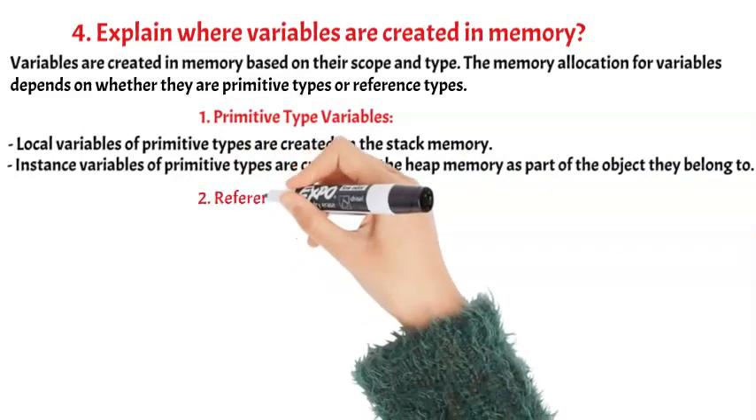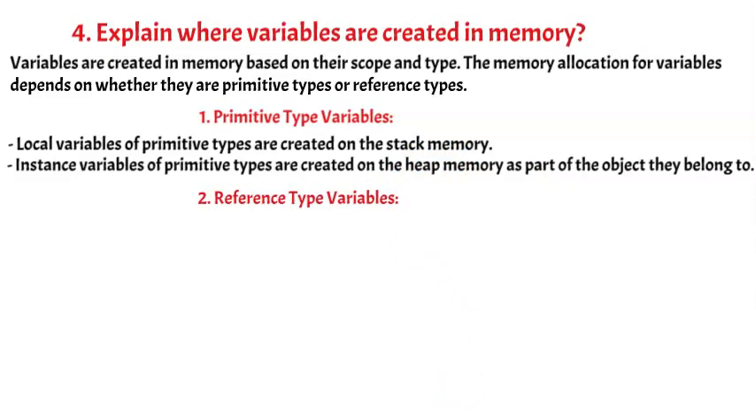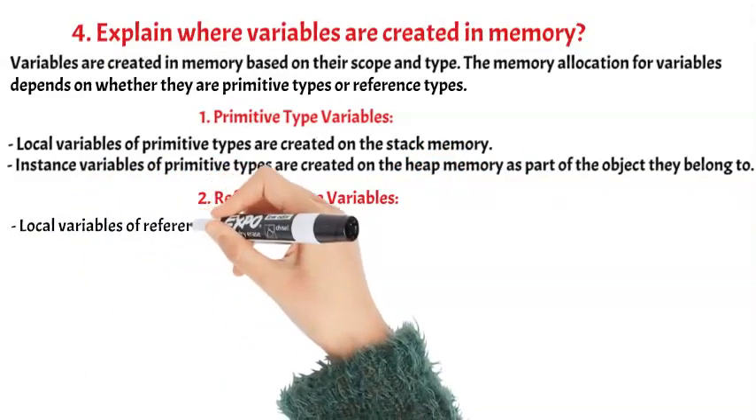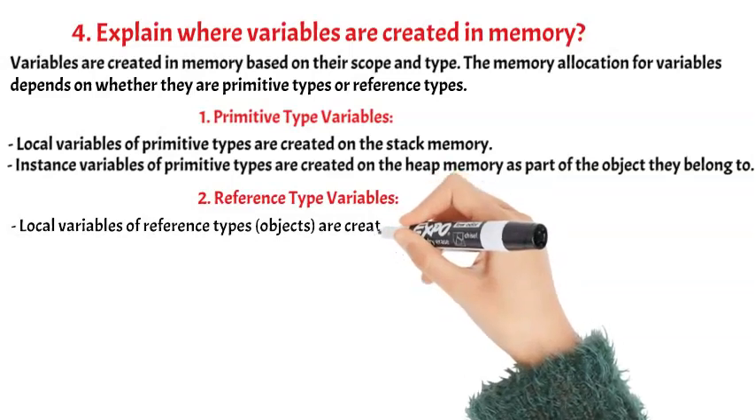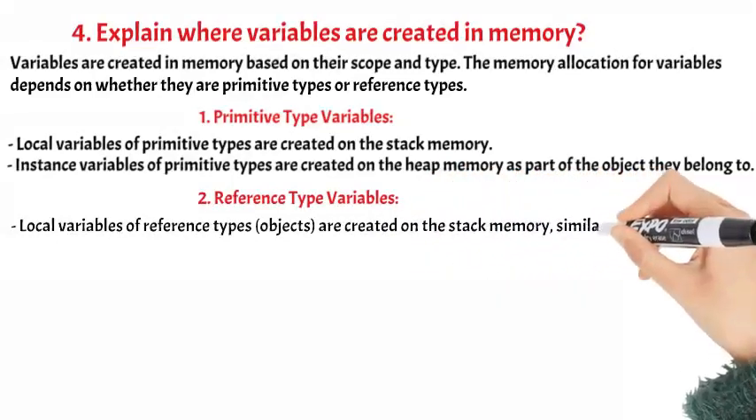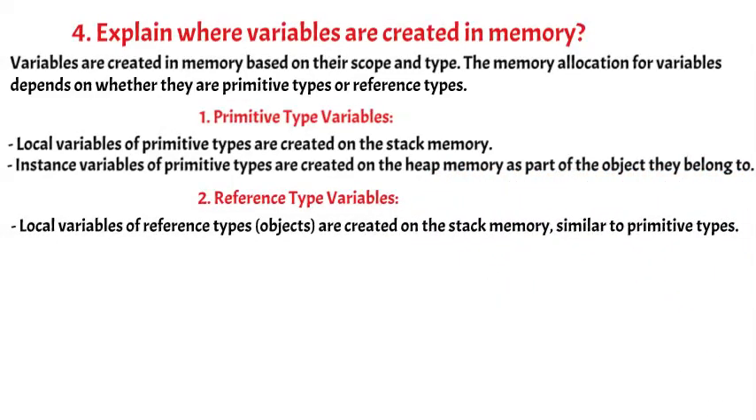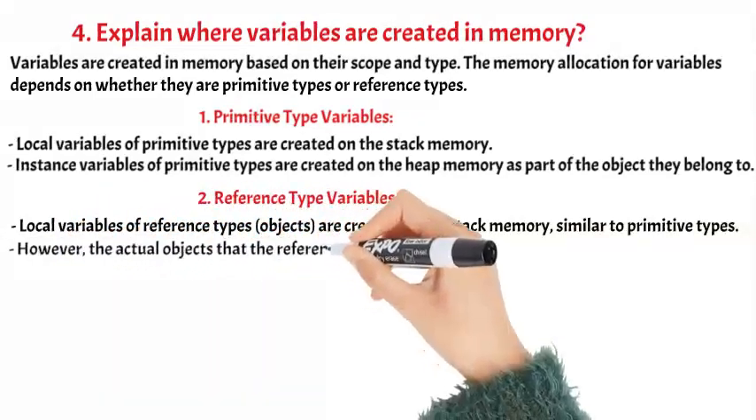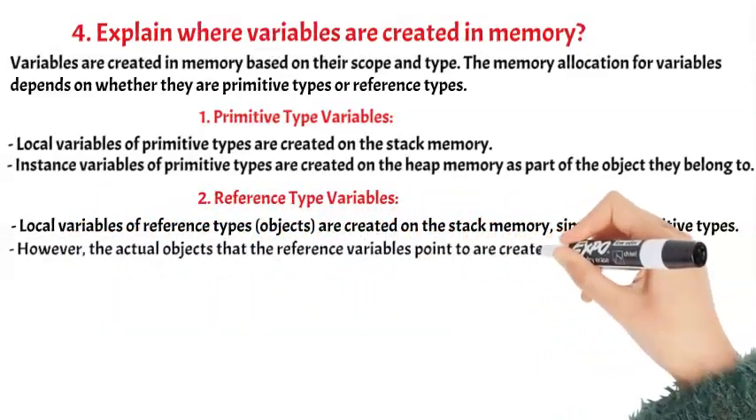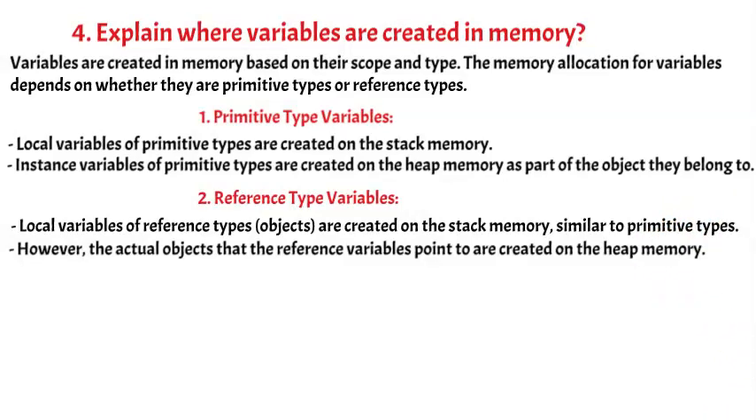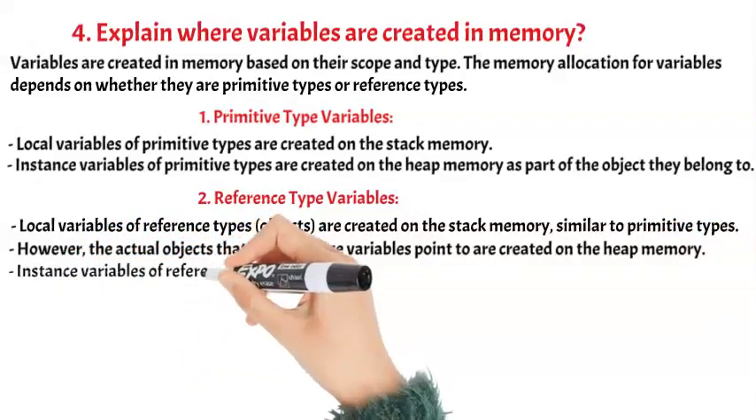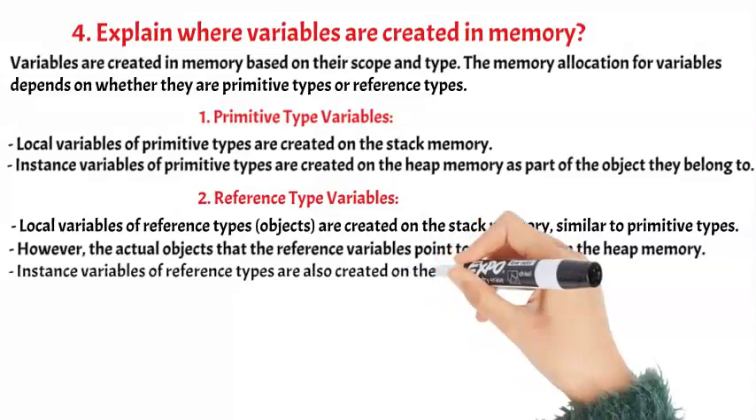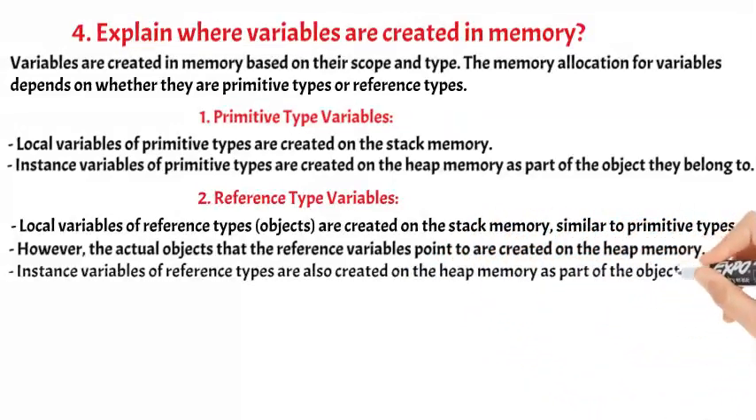2. Reference type variables. Local variables of reference type are created on the stack memory, similar to primitive types. However, the actual objects that the reference variables point to are created on the heap memory. Instance variables of reference types are also created on the heap memory as part of the object they belong to.